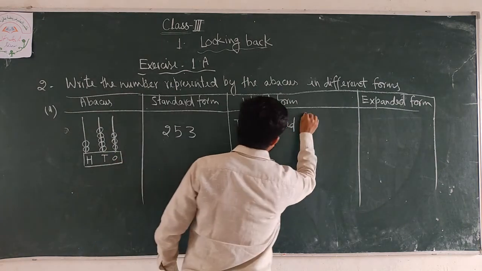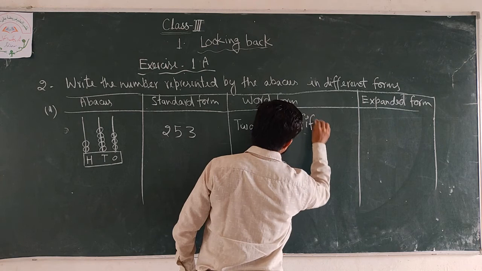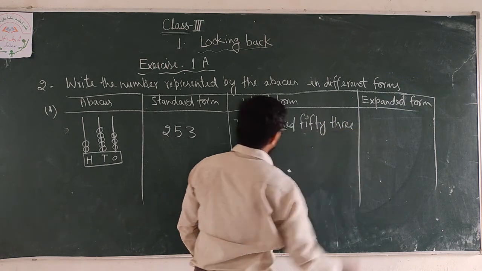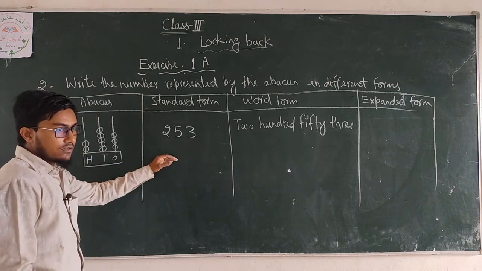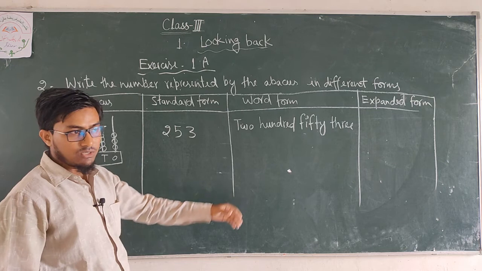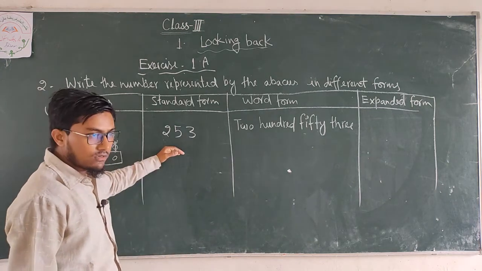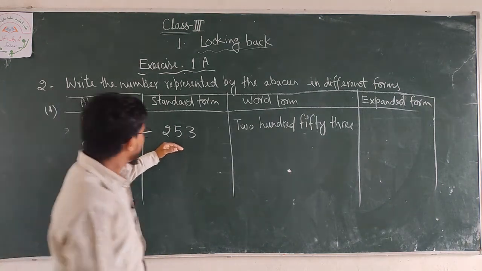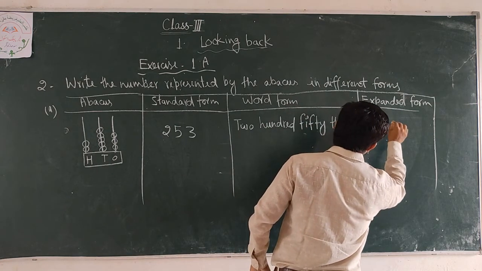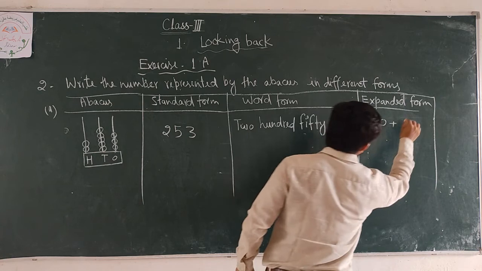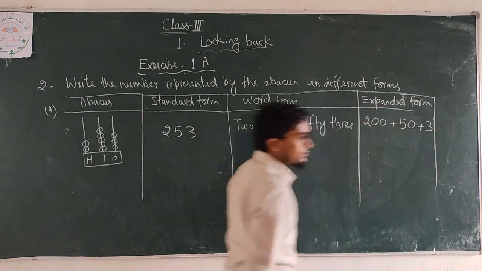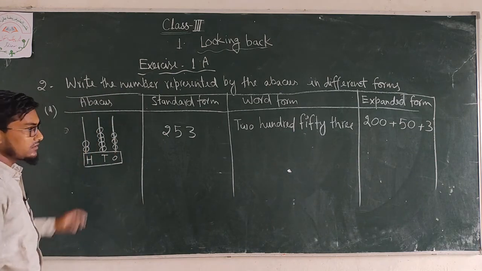You write 253 in words also. Then you write it in expanded form. I gave you one example to represent expanded form. The expanded form here is 200, 5 tens is 50, ones is 3. This is the expanded form of the given abacus.